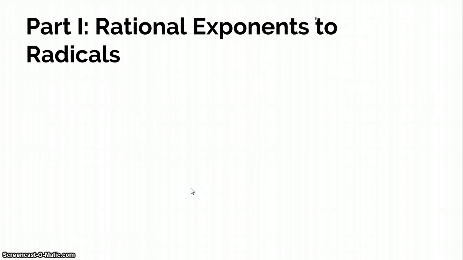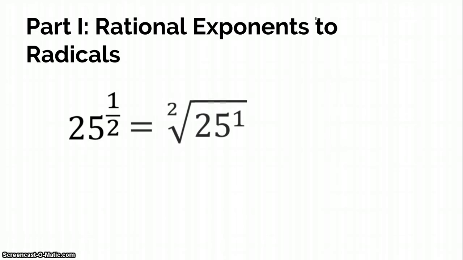Here's the first part. We're taking a number with a rational exponent and making it a radical. So let's say we have 25 to the 1/2 power. I know that kind of looks a little funny. The textbook makes it look a little prettier, but that's the idea. 25 to the 1/2 power. And what that becomes is the second root of 25 to the first power.